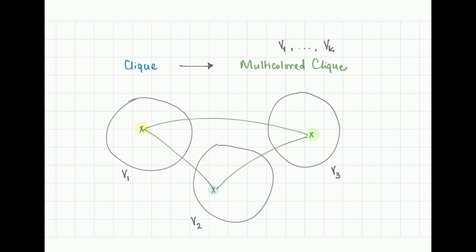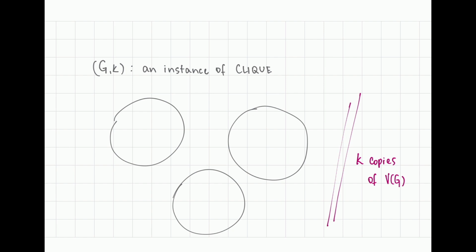Following up from the hint that we were talking about, let's begin this construction by making multiple copies of our source instance, the graph G. So let's say in particular we are working with an instance of clique which is given by G comma k, where k is the size of the clique that we are looking for. What we are going to do is begin by making k copies of the vertex set of G, and we really want to think about what's going on within these copies and what's going on across these copies.